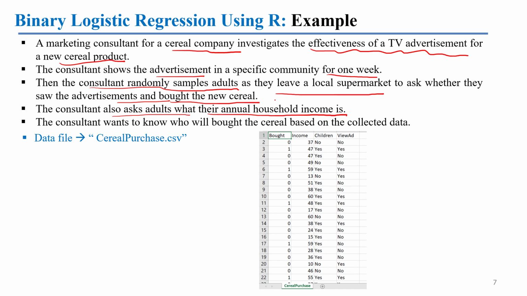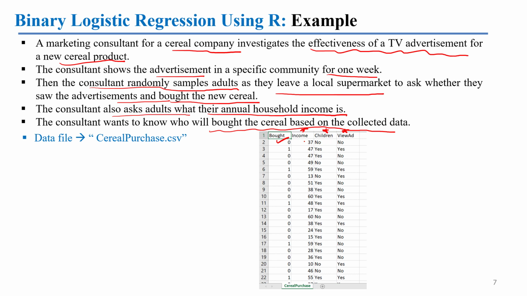So based on this data, the consultant wants to know whether a particular adult is going to buy the cereal or not. They have collected the household income, whether that adult has children or not, and whether that adult viewed the ad shown on television or not. Based on that data, we have collected whether he or she bought the product or not.